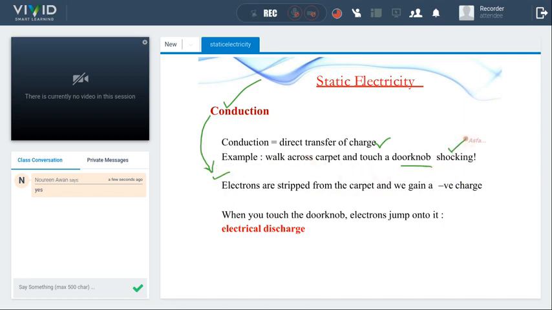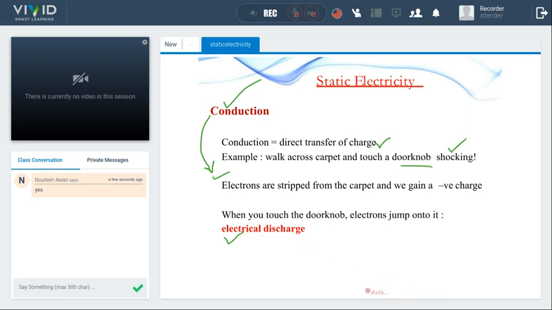This shocking, why we get the shock, is because electrons are stripped from the carpet and transferred to us. And whenever we get the negative charge and we are touching a metal, that negative charge that is in excess in us will start moving inside that metal. Okay, and because it's conduction and the metal conducts electricity, that's why we will feel a shock. When you touch the doorknob, electrons jump onto it and electrical discharge will appear.